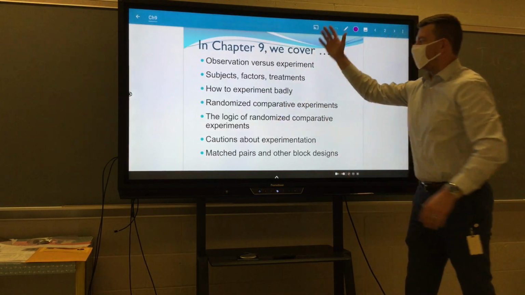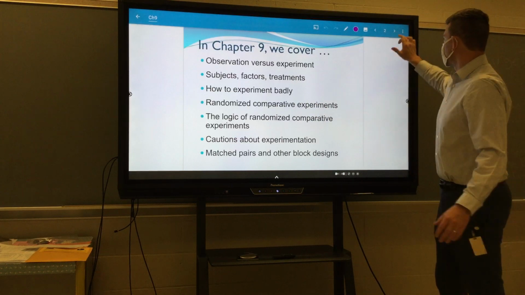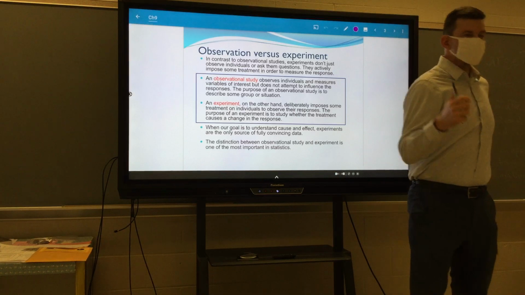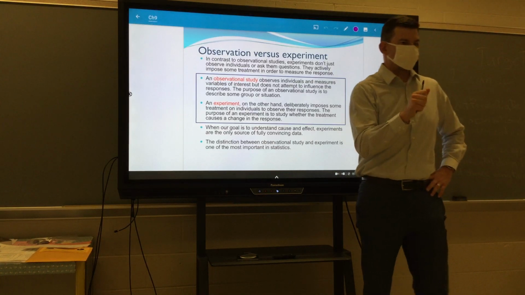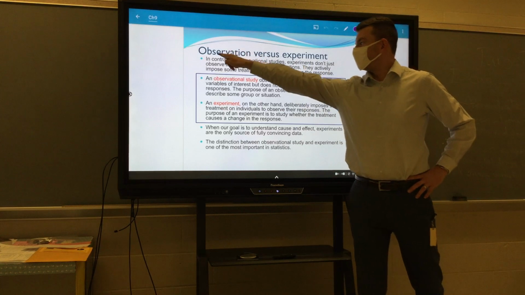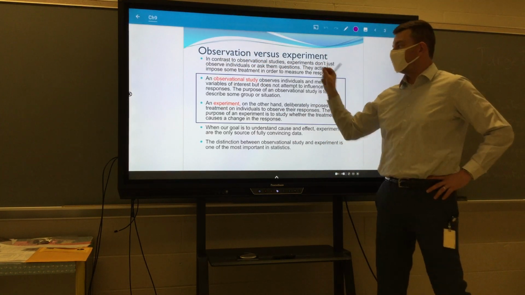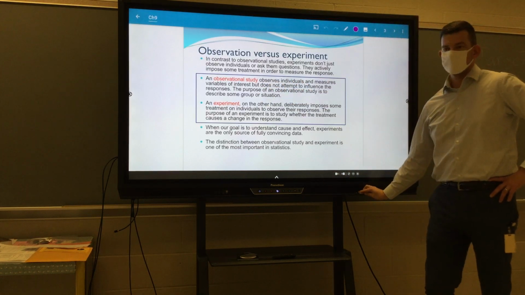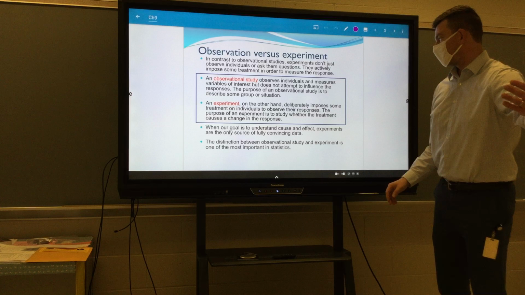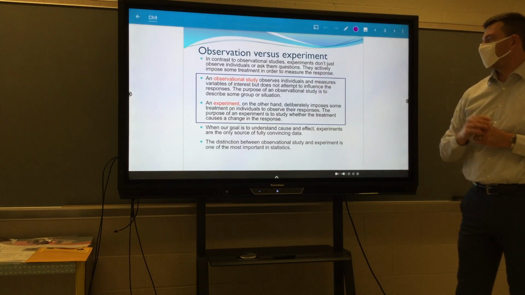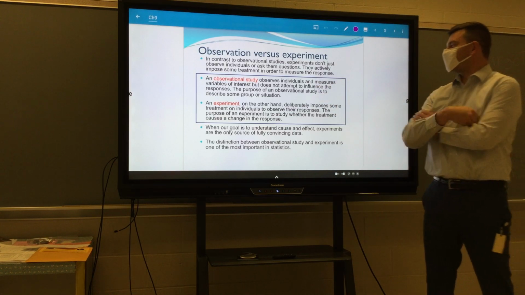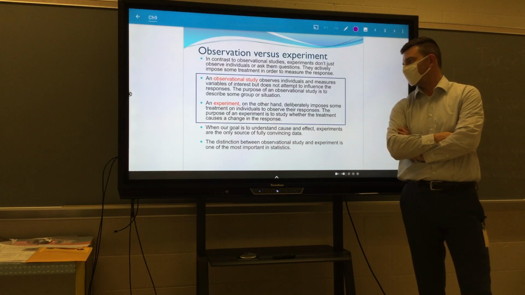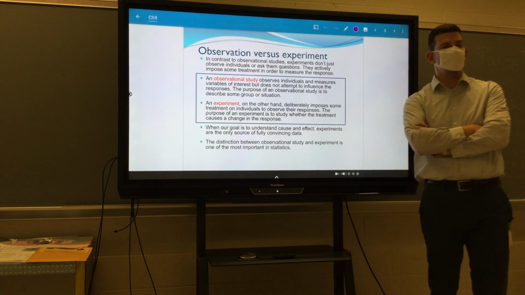Here's a little bit more of an outline of some more specifics, if you need to look back at that later. But this is really getting down to the heart of statistics right now, with this idea of an observational study versus a randomized experiment. Okay? An observational study is observing individuals and measuring the variables of interest, but it does not attempt to influence the responses. And the purpose of an observational study is to describe some group or situation.